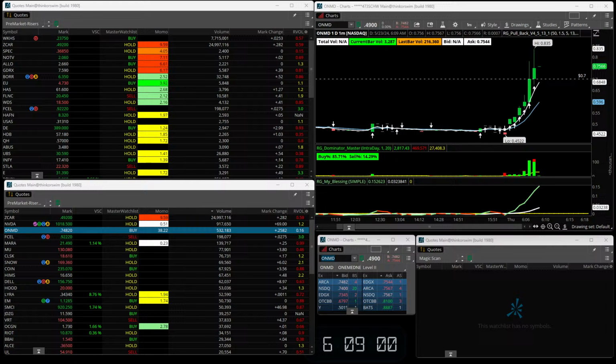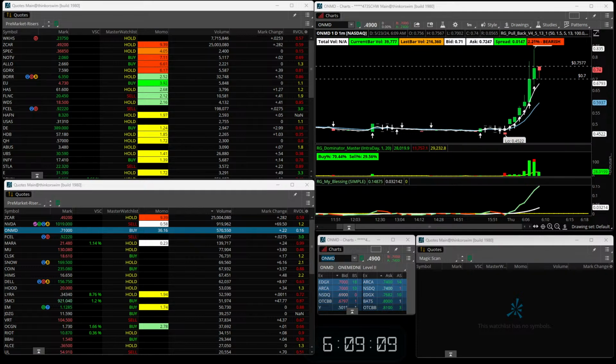We still have the opportunity for a pullback. We'll see if it happens. Maybe it's going to set that 70 cents as support. Here's our resistance level. Let's see if we get another opportunity to get in here. I'm not going to be playing this stock. I'm just calling out the pullback.